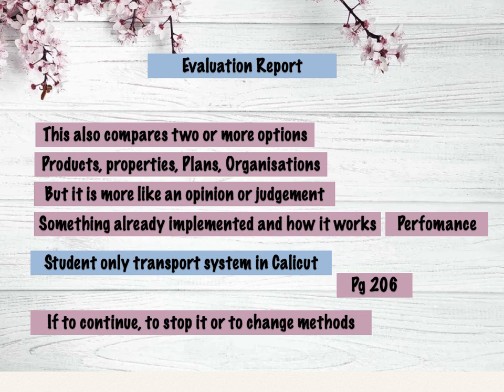So evaluation report is always connected with the performance part, like whether it is working properly or whether it is not working properly, or whether you should go for a change. So this is how an evaluation report comes. Now there is one example given in your textbook on page number 206. I want you to go through this. Here the topic is the student-only transport system in Calicut. It is suggested that this kind of a student-only transport system was implemented in Calicut for college students.